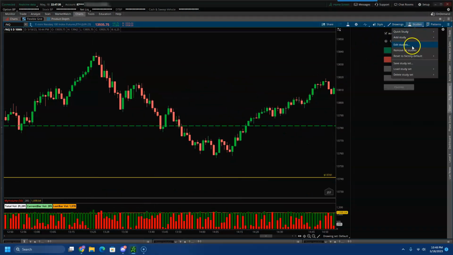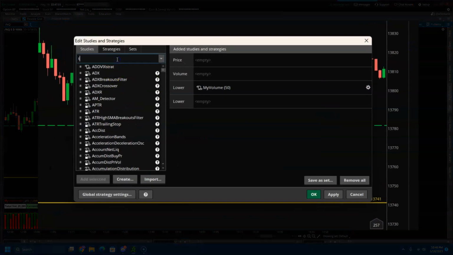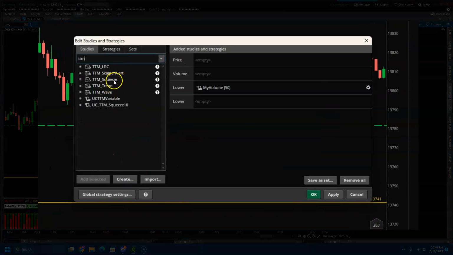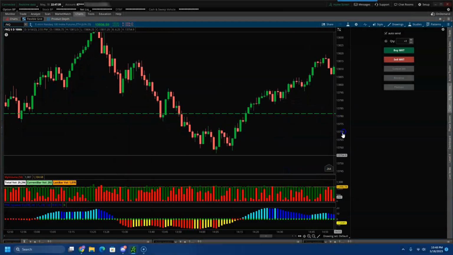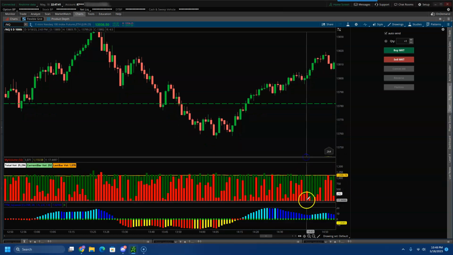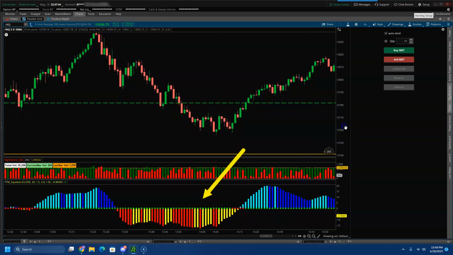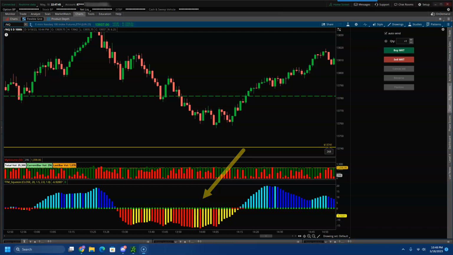So if you go to studies, click on edit, and if you type TTM, this is the indicator that shows up. Double click and just apply it, and here it is with the default settings, right? So basically what it tells you is that when the histograms are above the zero line, right? This is the zero line right here. When the histograms are above the zero line and the dots here turn green, right? That means that the squeeze is happening and the prices are likely to move towards the upside, right?